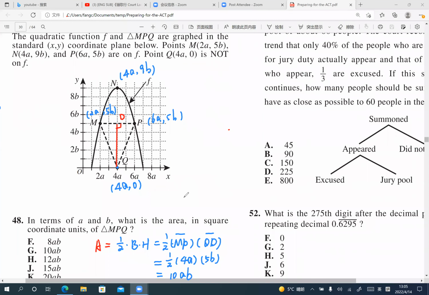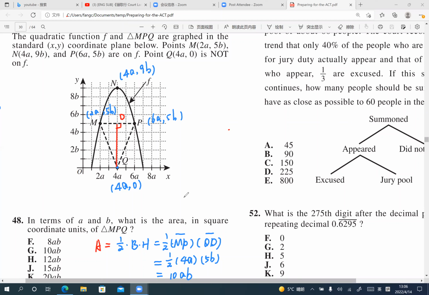The quadratic function f and the triangle MPQ are graphed in the standard xy coordinate plane below. Points M(2a, 5b), N(4a, 9b), and P(6a, 5b) are on the function. Point Q(4a, 0) is not on the function. Question 48. In terms of a and b, what is the area in square coordinate units of triangle MPQ?